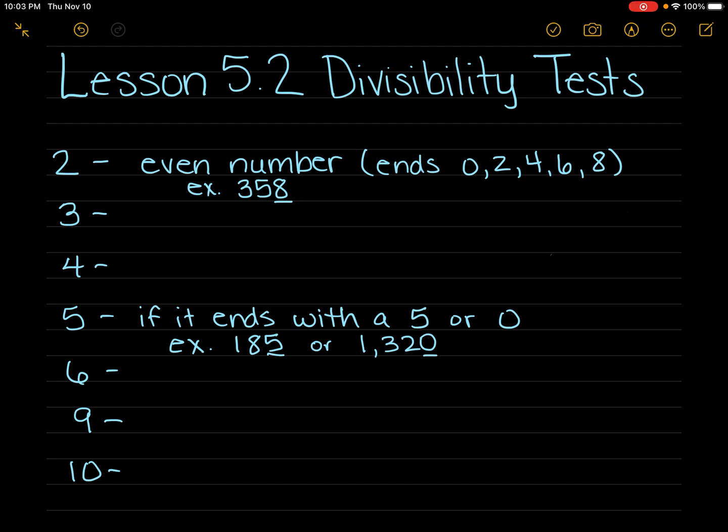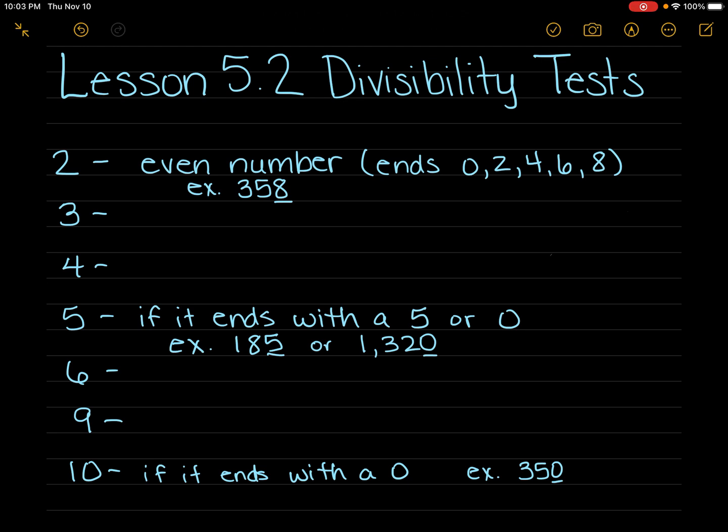Okay, and then the last one that's one of these easy ones is 10. So how can you tell if something can be divided by 10? You're probably thinking it: if it ends with a 0. Okay, so any number that ends with a 0 can be divided by 10. So for example, 350, that can be divided by 10 because it has a 0 on the end. I could give you a super long number that has like 10 digits on it. As long as it ends with the 0, you can divide it by 10.